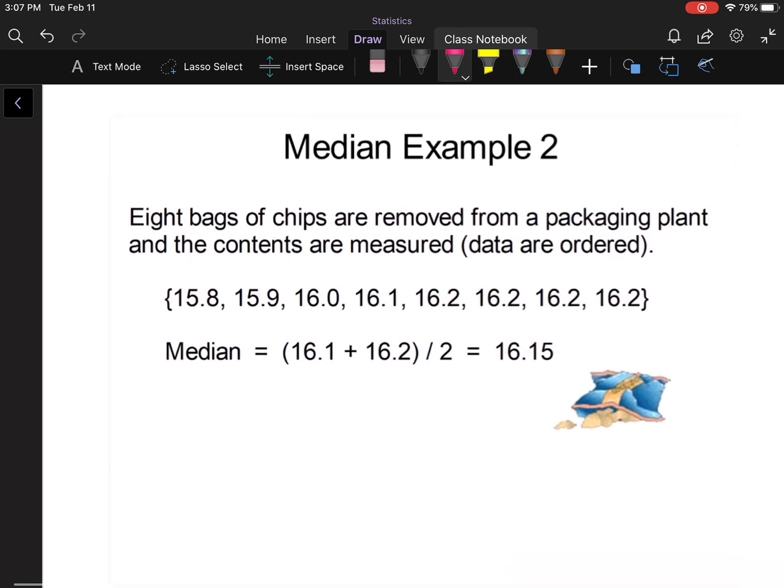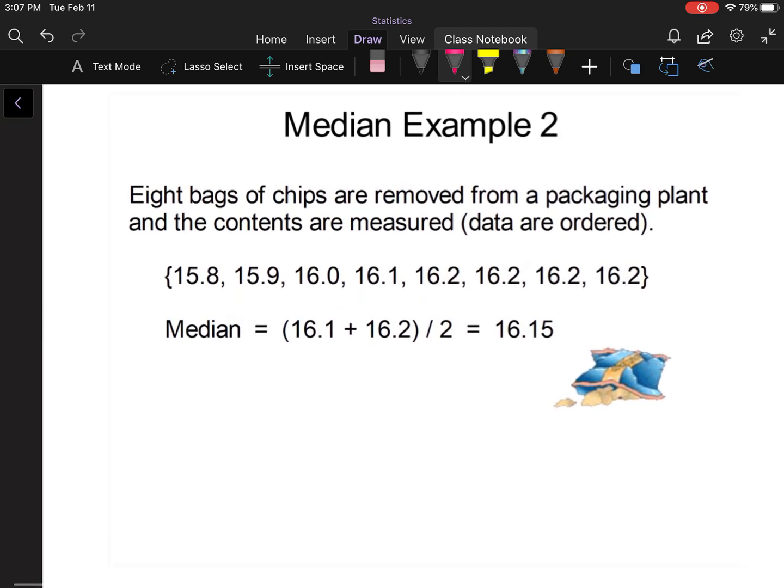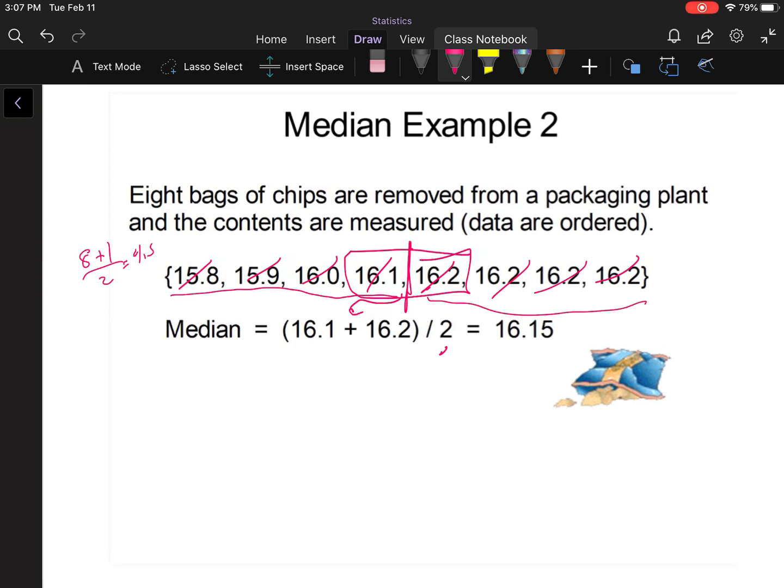Okay, now I've got 8, an even number. So what I could do is 8 plus 1 is 9. 9 divided by 2 is going to be 4.5. I could go 4.5 in. But I kind of like going 1, 2, 3, 4, just kind of side by side. Oh, wait, I'm not going to have a middle. So you take those middle 2, add them up, divide by 2. You're basically taking the average of the middle. And 16.15 right there would be down the middle. And there's 4 numbers below. There's 4 numbers above.